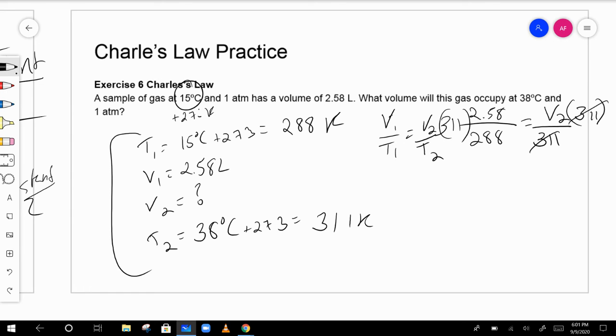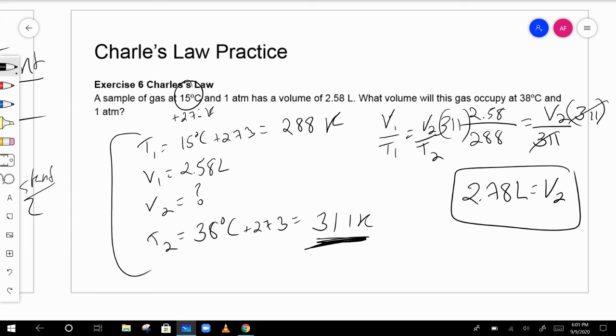So I'll do my calculator. So 2.78. Just ask yourself, does that make sense? If we increase the temperature, what's going to happen to the volume? The volume should go up. So yes, it makes sense.